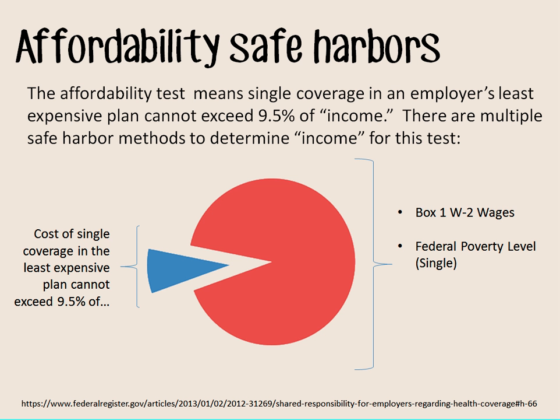You can also choose to use the federal poverty level at a single level as the basis for your affordability test as well. The federal poverty level is consistent within the 48 lower states, but is slightly different in Alaska and Hawaii. The third option available for an affordability safe harbor is to take the employee's hourly rate and multiply that by 130 hours per month, and that's going to be the employee's full-time equivalent wages. So as long as the cost of single coverage in that plan did not exceed that, that would constitute that plan as being affordable for safe harbor purposes.